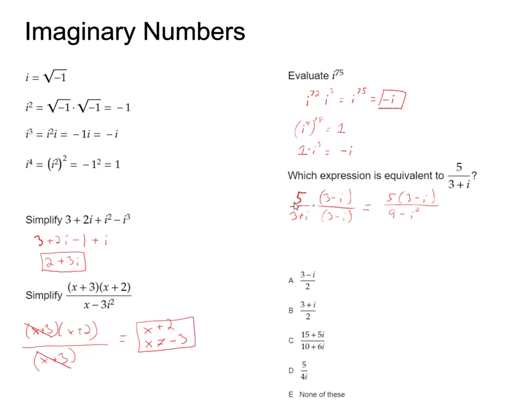We can simplify the denominator even further. We'll leave 5 times 3 minus i in the numerator, and in the denominator we have 9 minus i squared. i squared is equal to -1, so that's the same as 9 plus 1, or 10. We can see now that 5 times 3 minus i over 10 is the same as 3 minus i over 2, because 5/10 reduces to 1/2. So that leaves us with answer choice A, 3 minus i over 2.